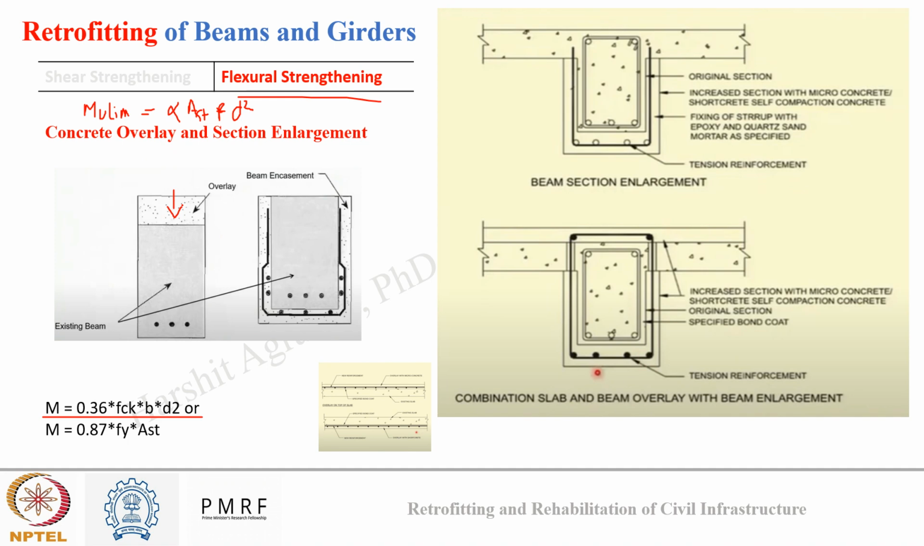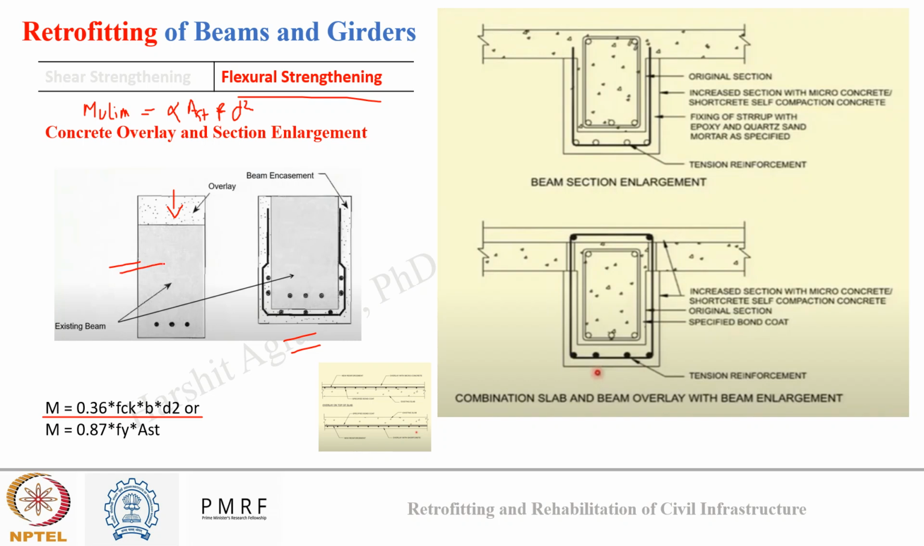In the first diagram, we can see both methods are depicted. Over the existing beam, a concrete overlay is provided on one side, which is increasing the depth. And here concrete overlay is provided on both sides, which is increasing both the width and the depth of the member. So this is section enlargement and this is providing concrete overlay.